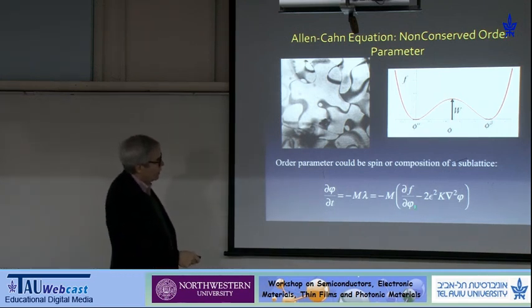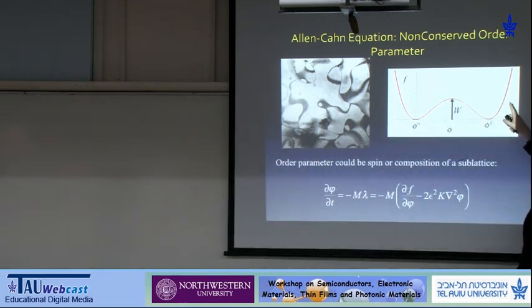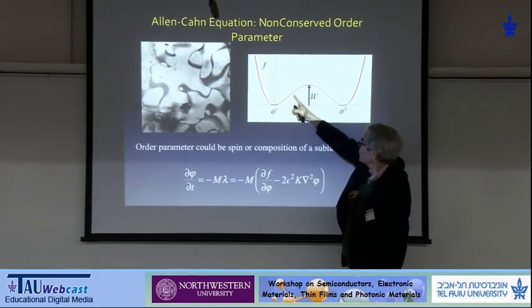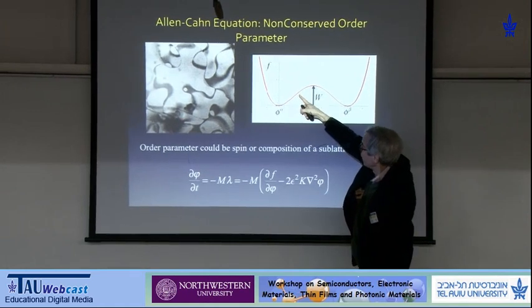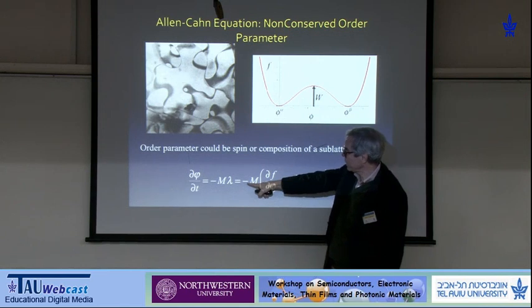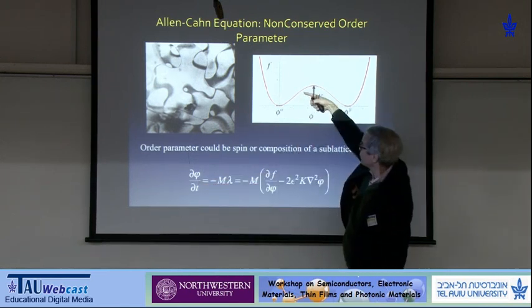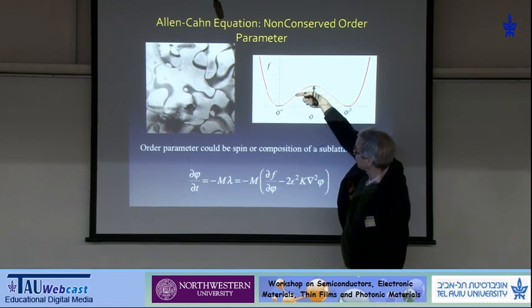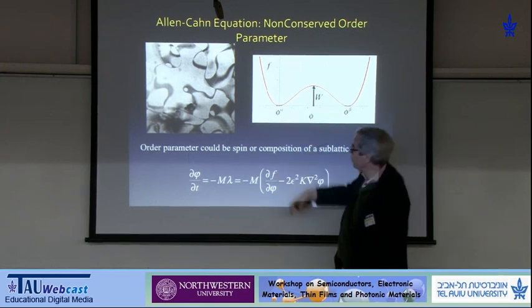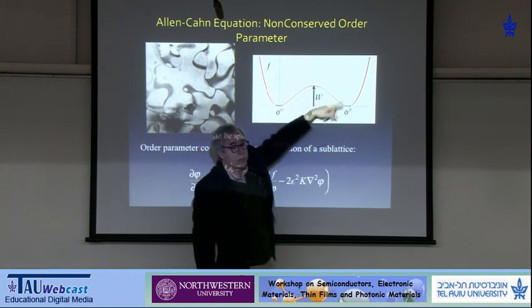So let me give you an idea of how this works. So here's f as a function of phi. Let's see if this works. Okay, I start the system off here. The gradient in f with respect to phi is positive. There's a minus sign here, and that says that the time rate of change of phi is negative. And so the order parameter moves down in this direction. And so this model is essentially what happens if you put a marble on top of this free energy surface.